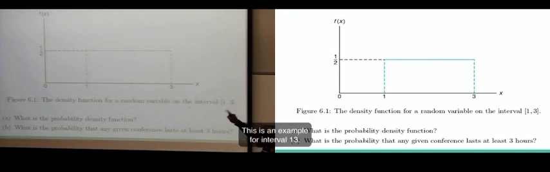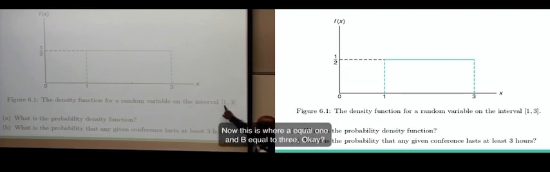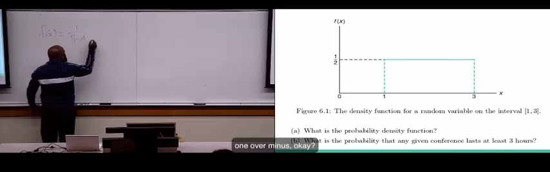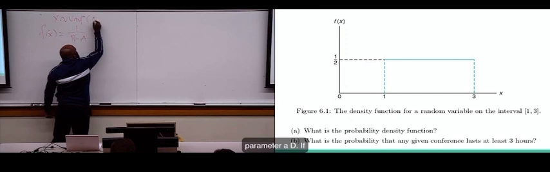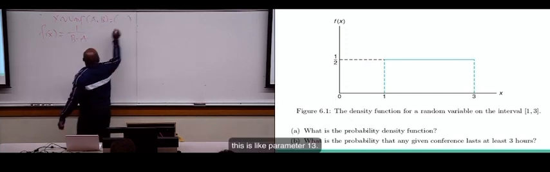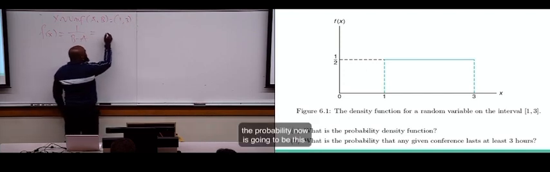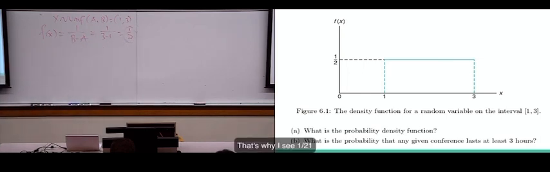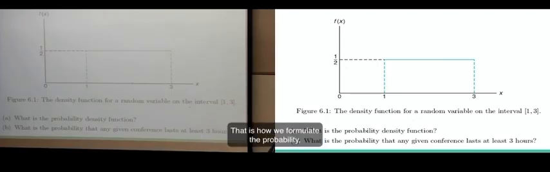This is an example for interval 1, 3, where A equals 1 and B equals 3. If I want to form the probability, don't forget the formula is 1 over B minus A. If X follows uniform with parameters A, B, here the parameters are 1, 3. So what do I have? 1 over 2. Can you see that? That's why you see 1 over 2: 1 divided by the difference between the maximum and the minimum. That is how we formulate the probability density function of the uniform distribution. Any question? Okay, now with that, let's move on.